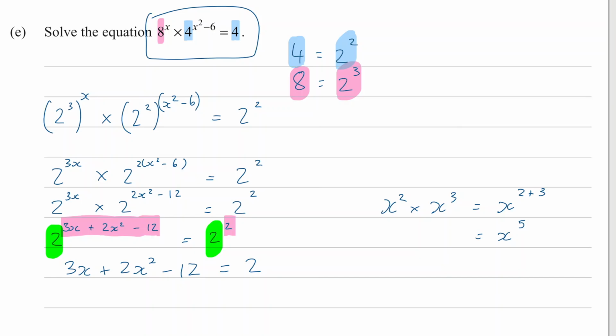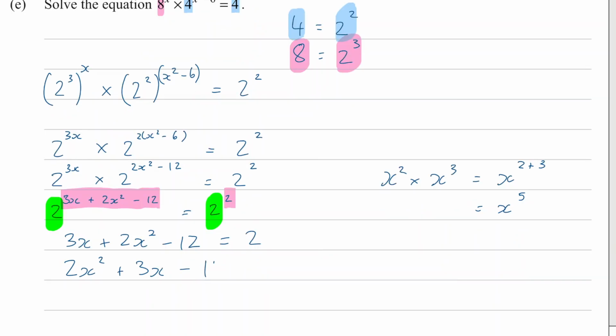So I'll put it into standard form. So that will be 2x squared plus 3x. Instead of minus 12, I'll subtract 2 from both sides. So that will become minus 14 equals 0. So I put our quadratic in standard form. So now we can solve it.